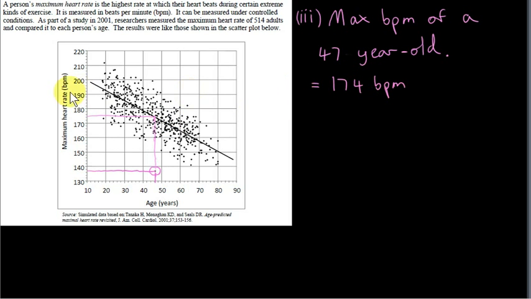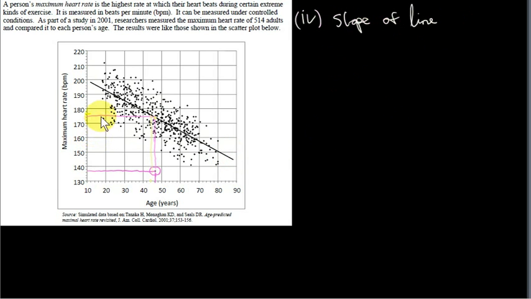Let's do the same calculation for a 44-year-old. So 44 is here, so we go up to the line, and if we go across from there, we get an answer of 176. So for a 44-year-old, we have a maximum BPM of 176. So we have the point 44, 176, this point on the line. We're using the line of best fit to do these calculations. Now we're going to consider the slope of the line of best fit. To do that, we just need to pick 2 points on the line.